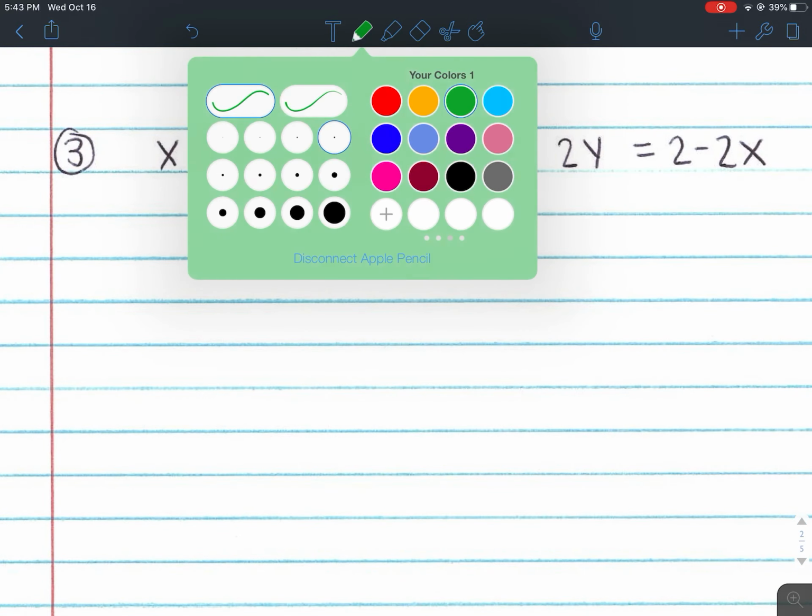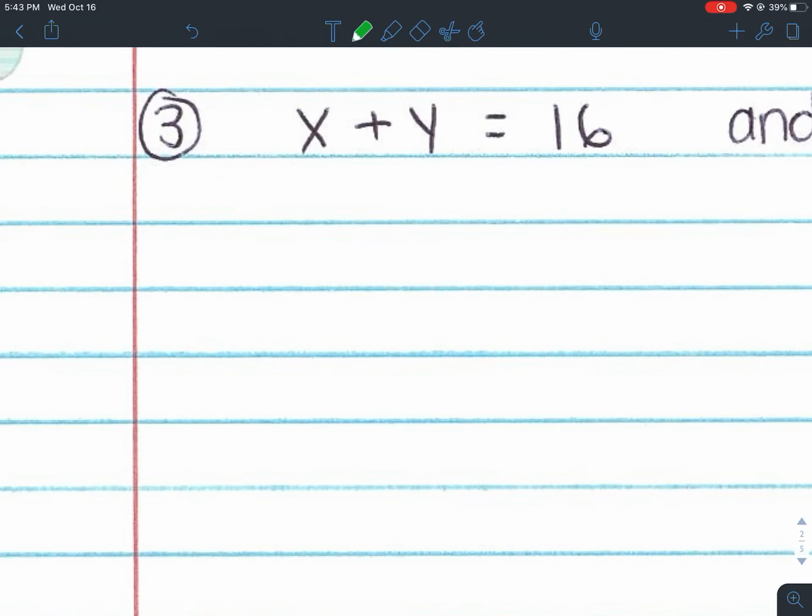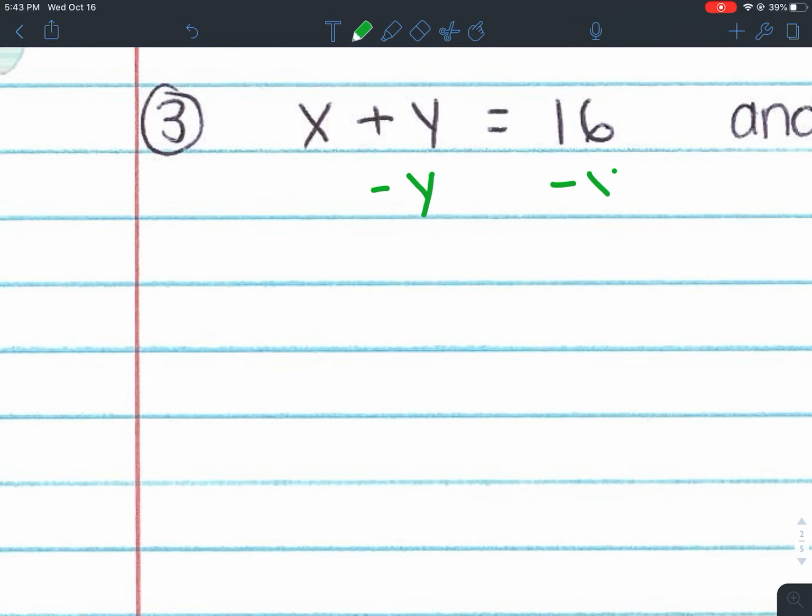Now you can if you'd like to, and you'd still get the same answer, but you always want to go the easier way. You always want to do less work. So I'm going to go ahead and get this one and get a variable by itself. I can either get x by itself, or I can get y by itself. And just for the sake of being different, instead of getting y by itself, I'm going to try to get x by itself. So to get x by itself, I'm going to subtract y on both sides. So I have x equals 16 minus y.